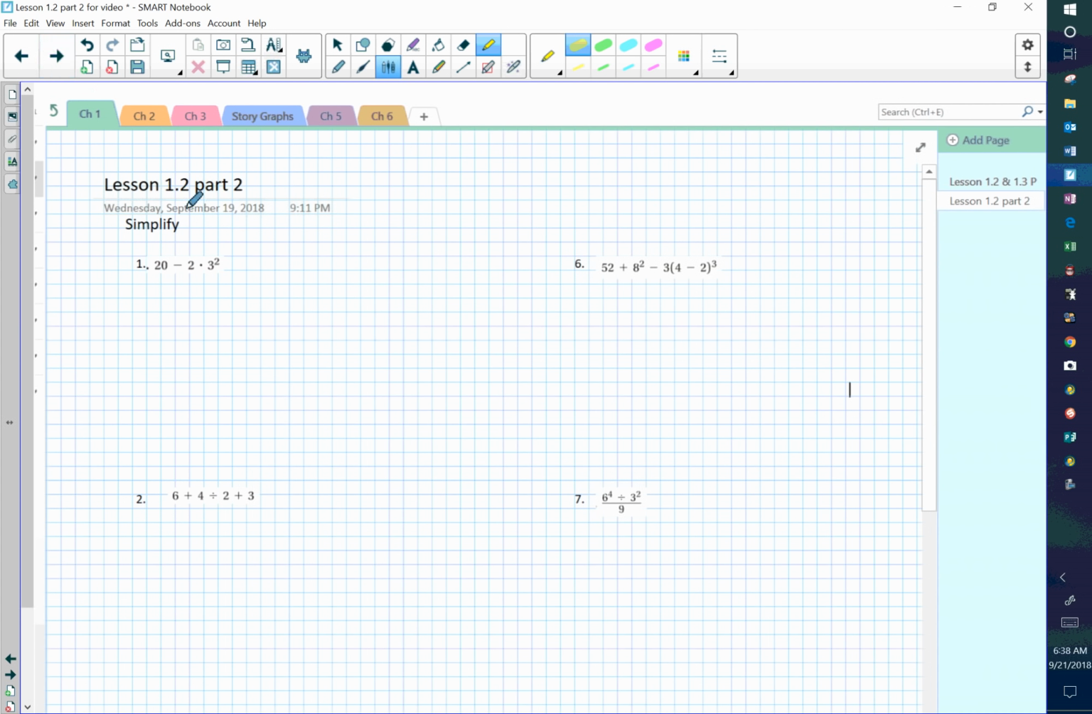So open up your OneNote notebook. The assignment for today is lesson 1.2 part 2. It's in your notebook in the chapter 1 tab. And you can get started.